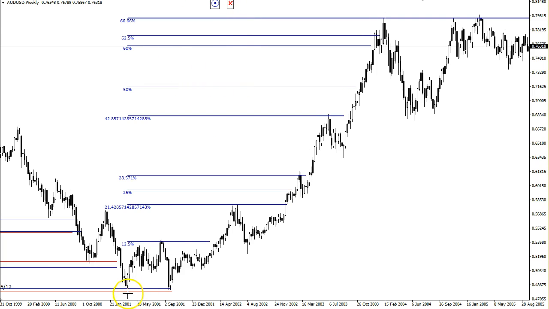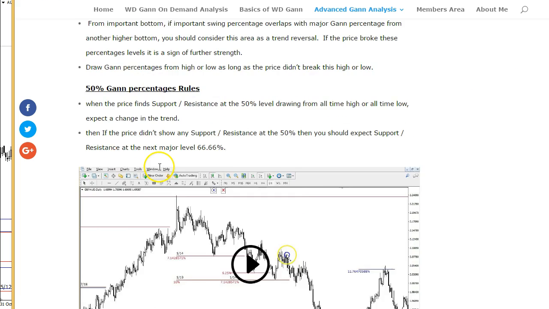So what do we have? We have here 28.428571. Double of that move from here is 42.8571. So the double of that percentage is very important. Let's see here.